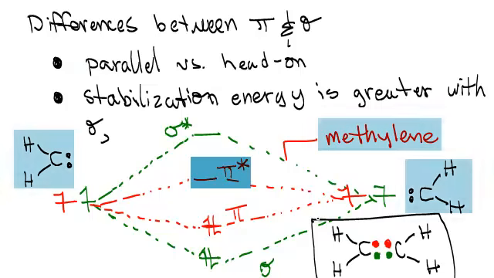By the way, CH2 with two electrons is called methylene, and this word in terms of nomenclature is going to pop up again, so you might want to commit it to memory.